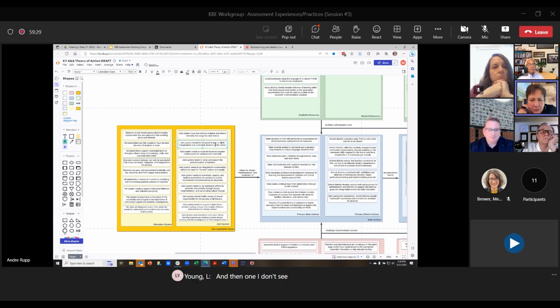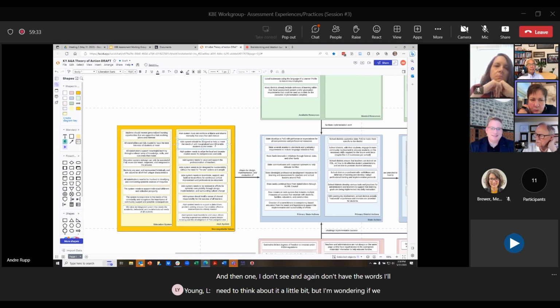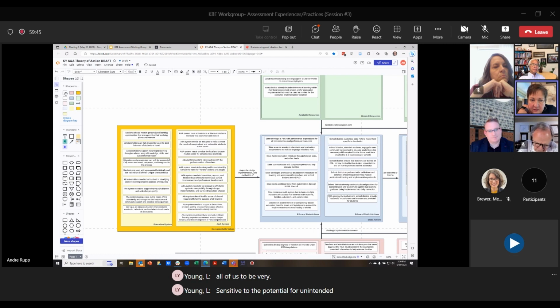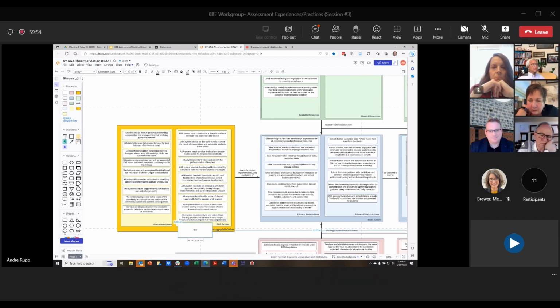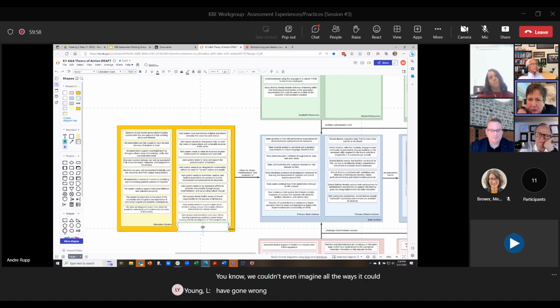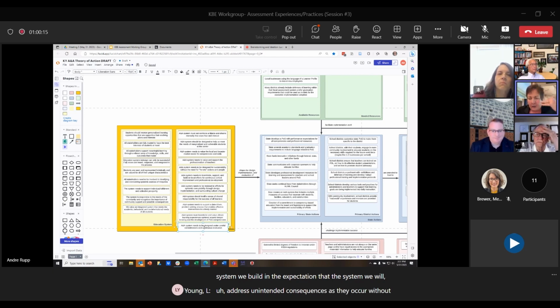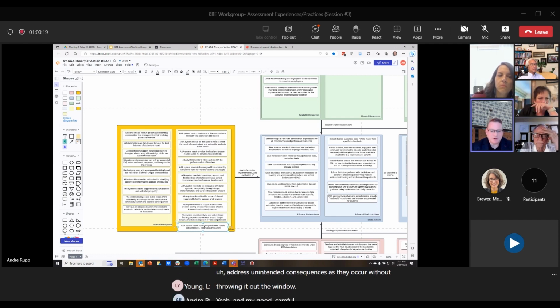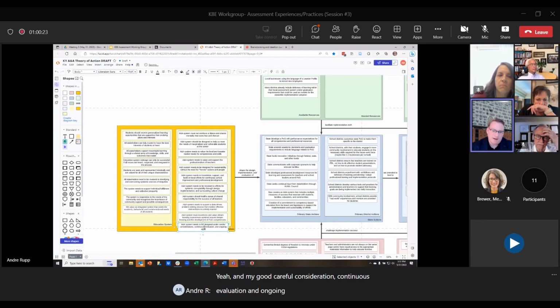And then one I don't see, and again, don't have the words, I'll need to think about it a little bit, but I'm wondering if we should, in one of those two sets, caution leaders and all of us to be very sensitive to the potential for unintended consequences of the system design. We've seen so many systems run amok because we couldn't even imagine all the ways it could have gone wrong in implementation. So I think a caution to ourselves. So maybe as we build the system, we build in the expectation that we will address unintended consequences as they occur, without throwing it out the window. Yeah, and my careful consideration, continuous evaluation, and ongoing addressing, that's not quite right, but of unintended consequences.